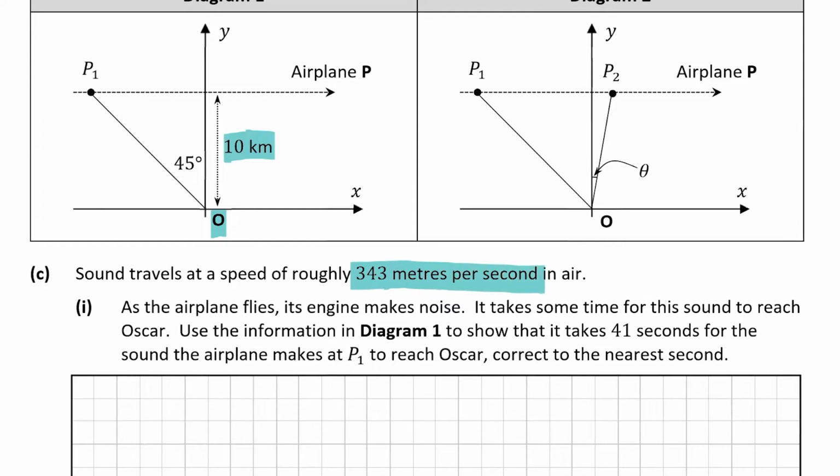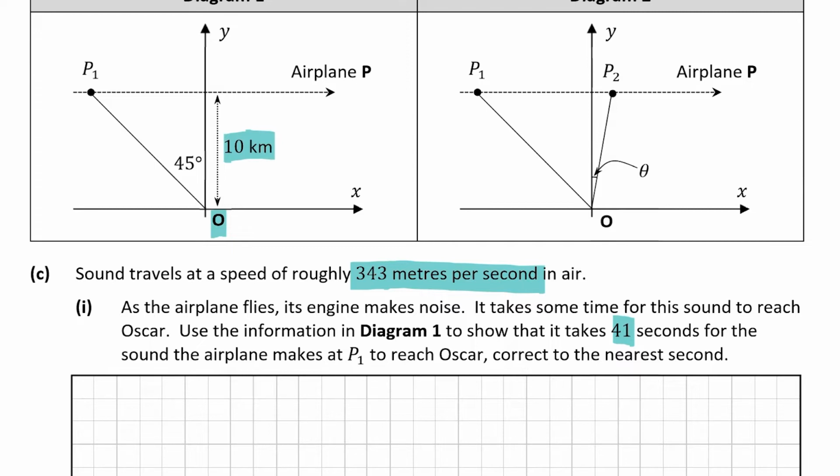in air. And question part 1 asks us, as the airplane flies, its engine makes noise, but it takes some time for this sound to reach Oscar. So use the information in diagram 1 to show that it takes 41 seconds for the sound the airplane makes at P1 to reach Oscar, correct to the nearest second.